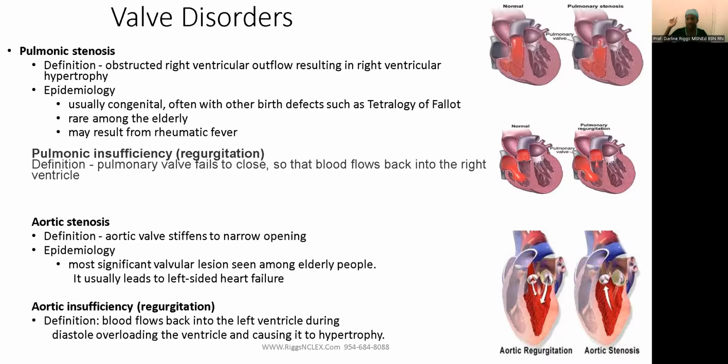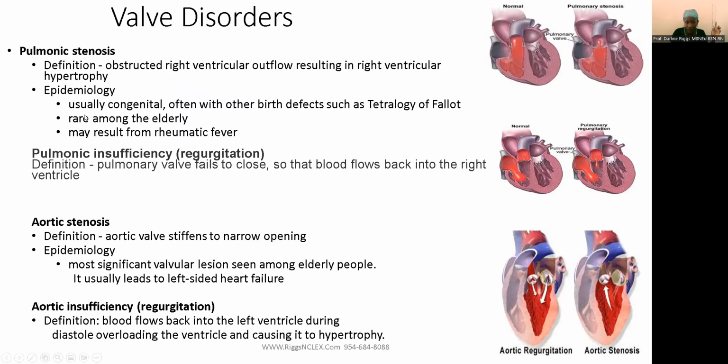So then it's going to go back to where it came from. It cannot move forward. Like you see here in this picture, it's going to go back. Where did it come from? It came from the system. It came from the organs. It's going to go back.